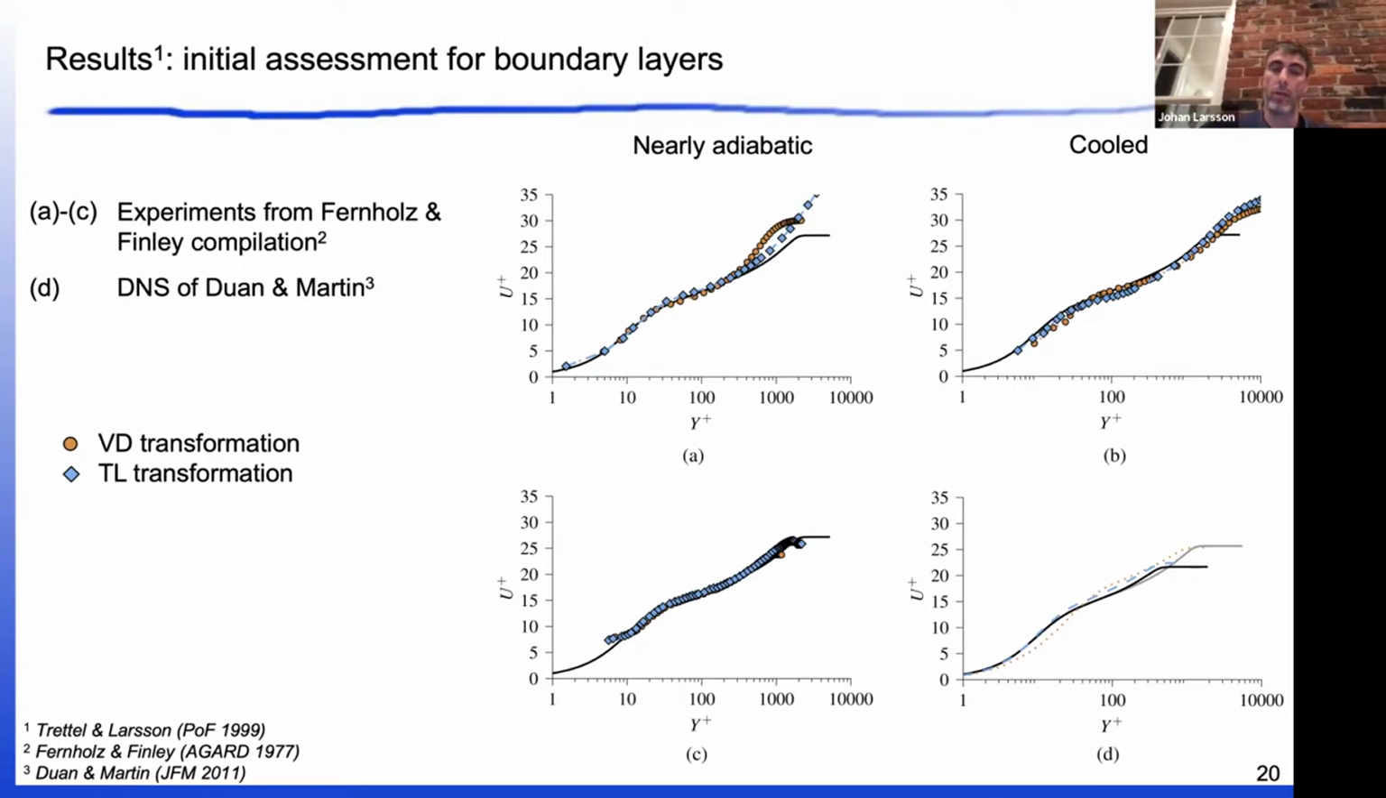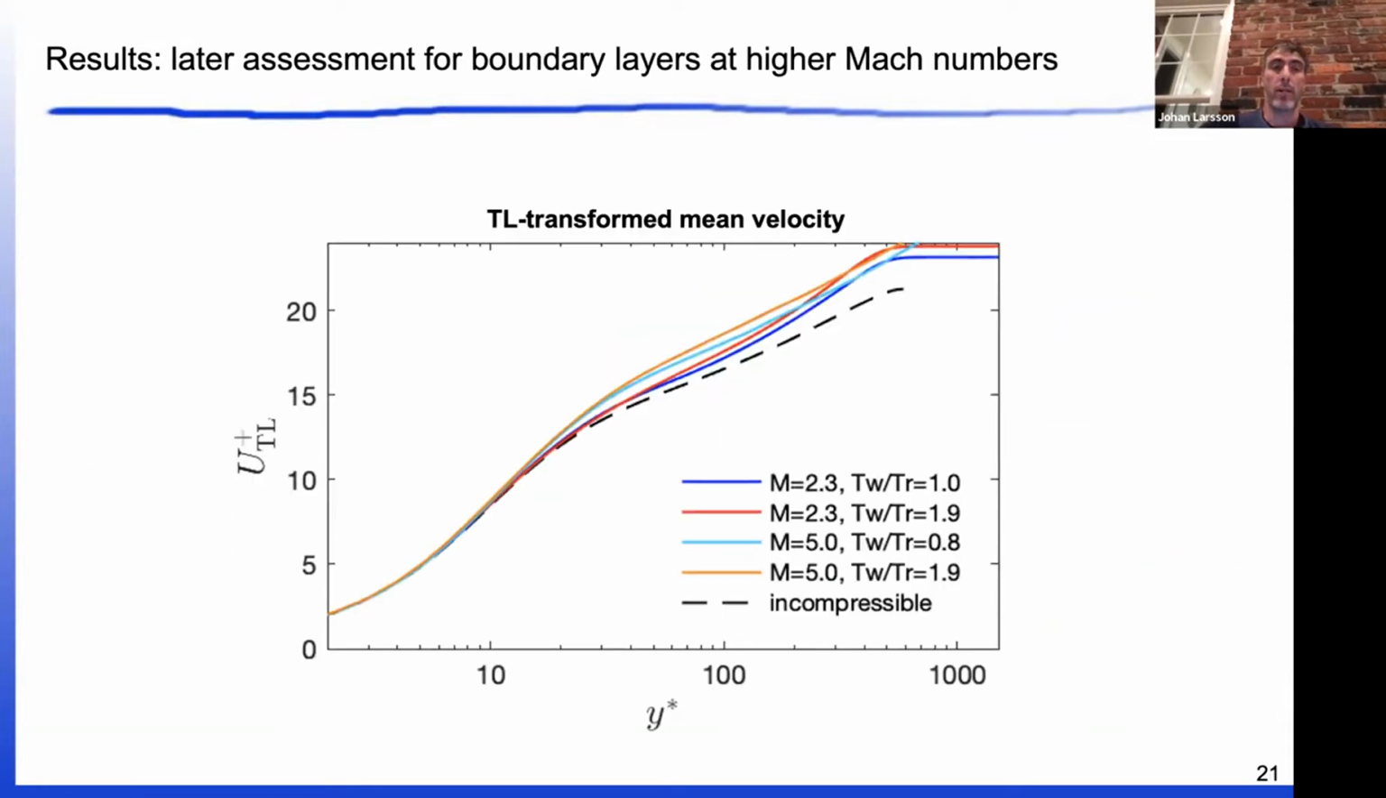We just went to some data in the literature, and for the data that we tried, it worked reasonably well as well. So at this point, this was a huge success, right? What happened then, maybe 2 years later, was that Peter Volpiani came along, the postdoc, and he started running cases at higher Mach numbers and with closer to adiabatic walls.